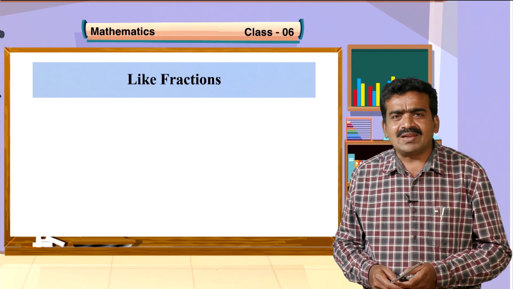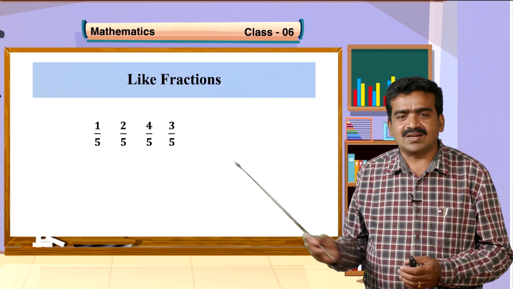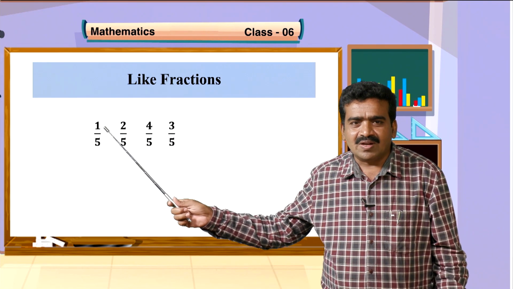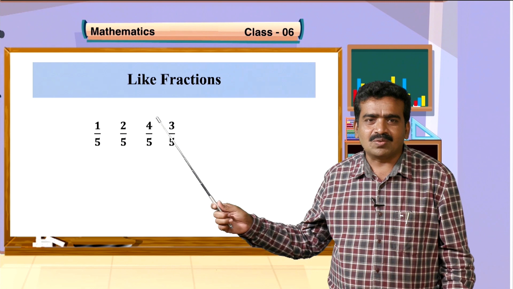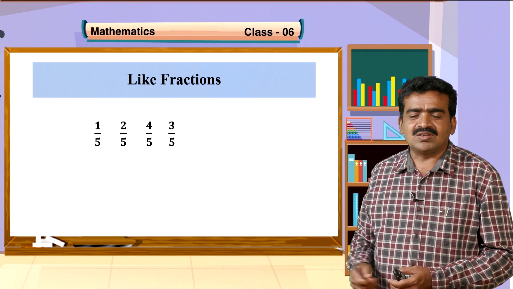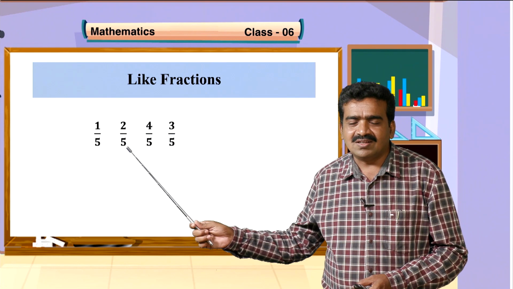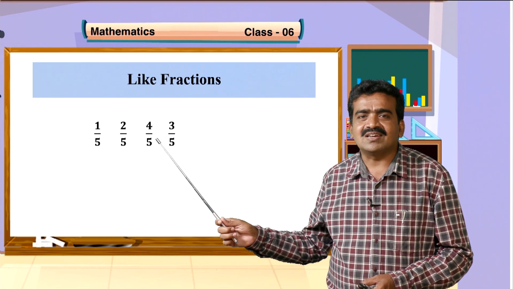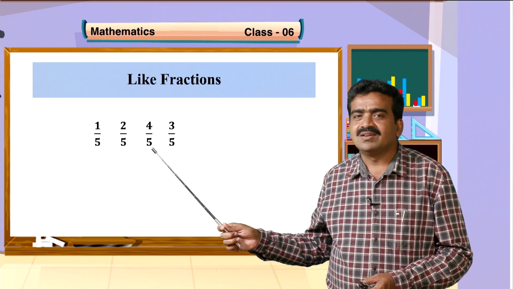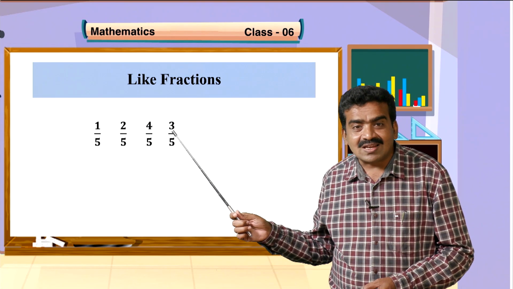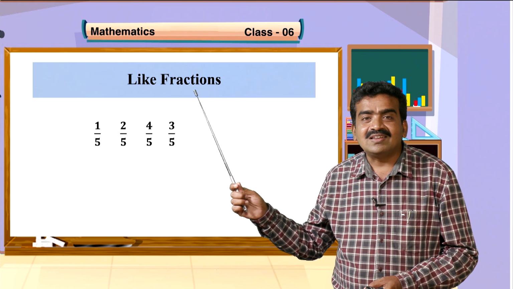Then what is meant by like fractions? Look at the example shown on the screen: 1 by 5, 2 by 5, 4 by 5, 3 by 5. In all these fractions, look at the denominator. The denominators are the same. If the fractions are like this, they are called like fractions.